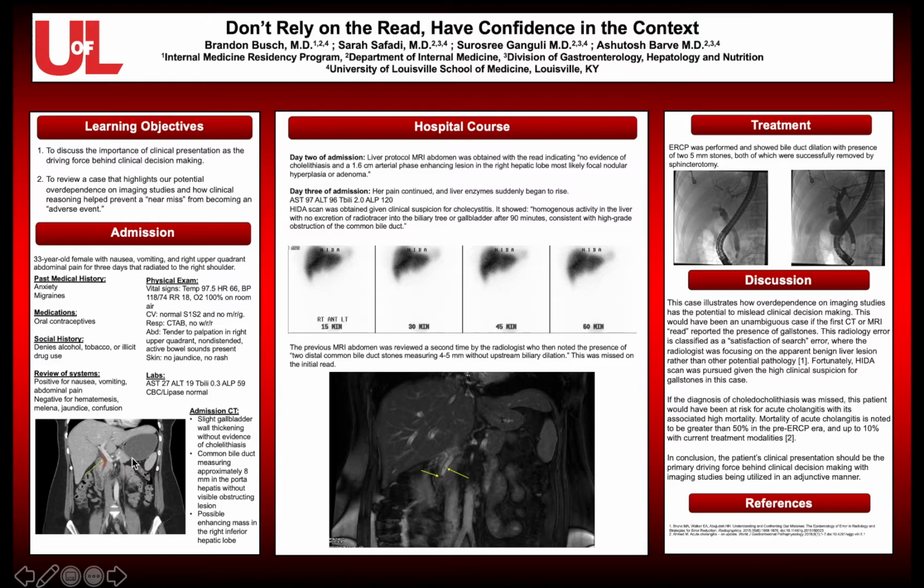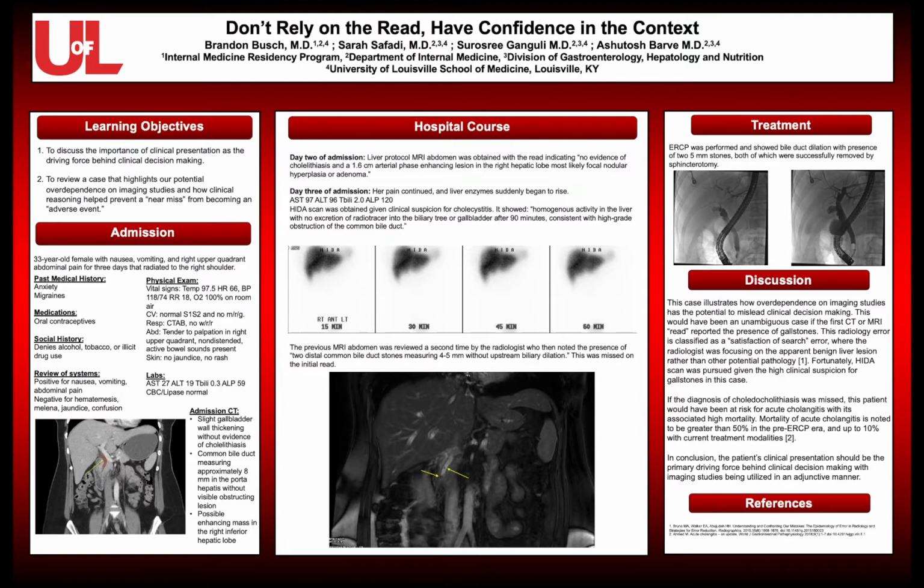On day 2 of admission, MRI abdomen with liver protocol was obtained, with the read indicating no evidence of cholelithiasis and a 1.6 centimeter arterial phase enhancing lesion in the right hepatic lobe, most likely focal nodular hyperplasia or adenoma. On day 3 of admission, her pain continued and her liver enzymes began to rise. She then had an AST of 97, ALT of 96, a T-bili of 2, and ALK Phos of 120.